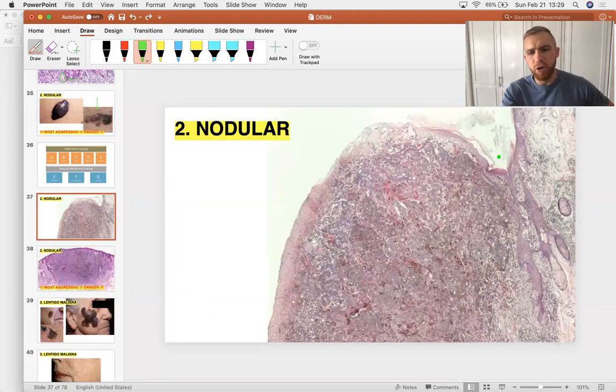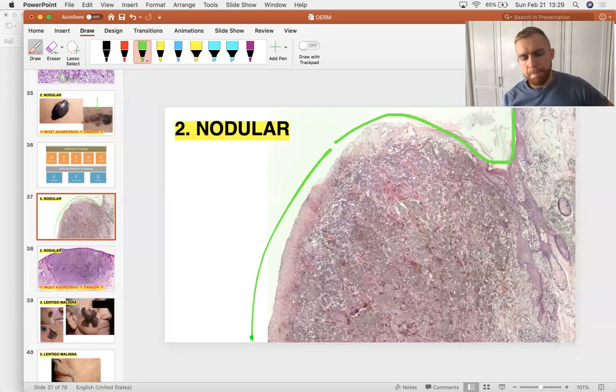Here's histology of a nodular melanoma. You can tell here's the skin, and then bang, this nodule just takes off. Not much to say. I mean, that's very apparent. The melanocyte tumor is just entirely within this area here. So it's a large tumor. This is a low power.